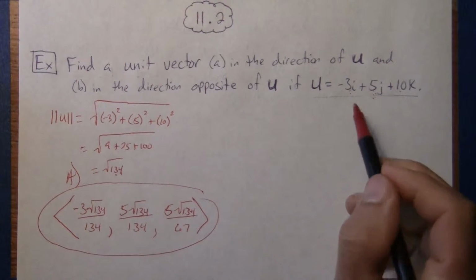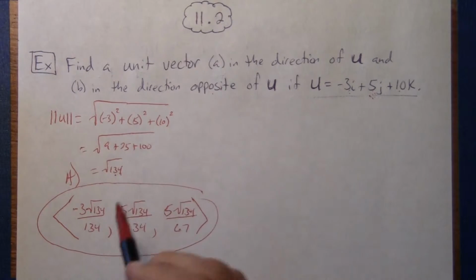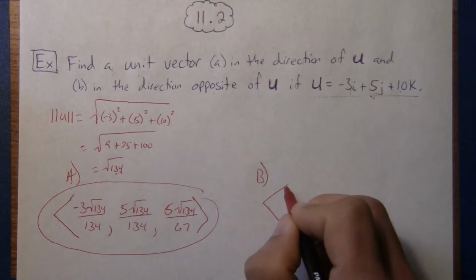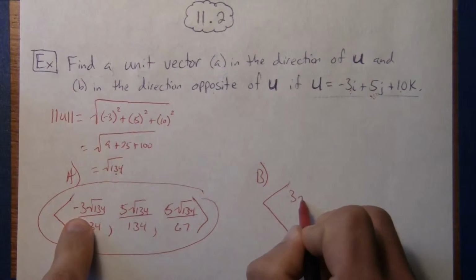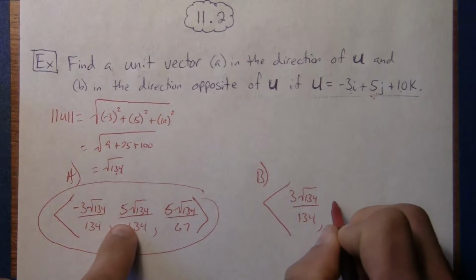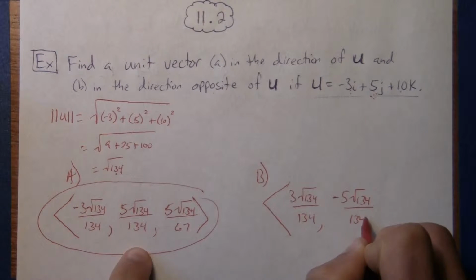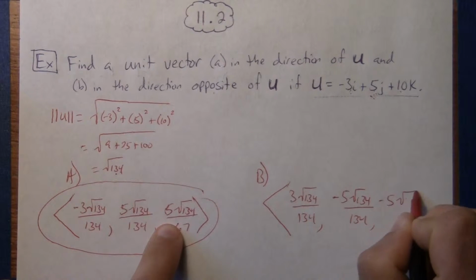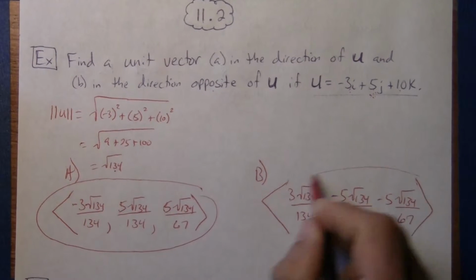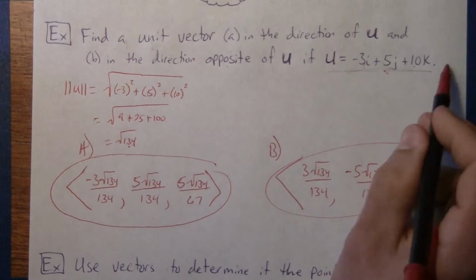Basically just saying find the unit vector for this. Now if I want the unit vector to be going in the opposite direction, just need to switch all the signs is all. So the unit vector, without having to show any work for it, would be positive 3 square roots of 134 over 134, comma negative 5 square roots of 134 over 134, and negative 5 square roots of 134 over 67. So fairly quick and easy problem as long as you understand what it's asking you for. Basically just finding the unit vector for that.